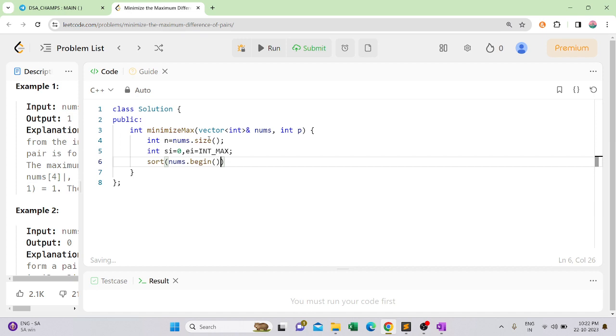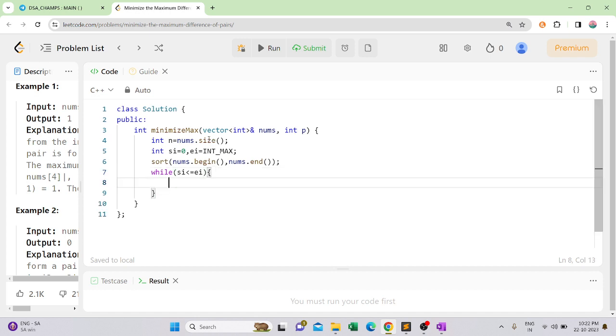Because if we are not taking the adjacent numbers in the pair, then always the difference will be on the higher side, right? We will always take adjacent numbers. Now, the same template of binary search. We will maintain an answer.